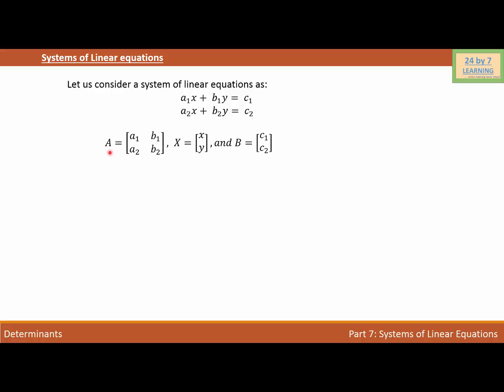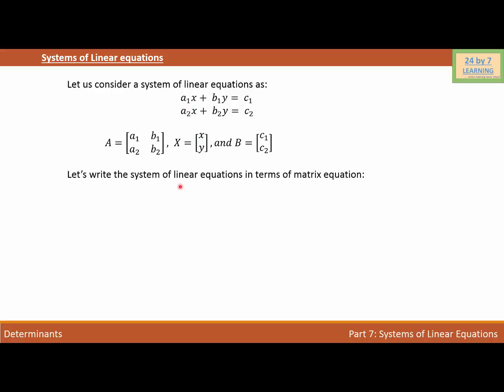So my coefficient matrix is A, which is A1, B1, A2, B2. I got A1 and B1 from the first equation. They are the coefficients of x and y. A2, B2 is from the second equation and they are the coefficients of x and y respectively. Where X is a matrix of variables x and y and B is a matrix of constants C1 and C2, which is right here. What we need to do is set up a process where we can use these matrices to find a solution of the system of linear equations.